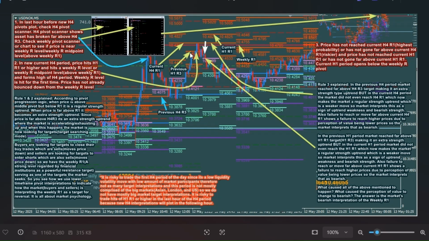Also, failure to reach the H4R1 shows that the market failed to reach a price at higher prices because the H4R1 is a price at higher prices. And if the market failed to reach the H4R1, which is a price at higher prices, it is because the market's perception of value is not a price at higher prices, but the market's perception of value is a price at lower prices, and the market interprets that as bearish.